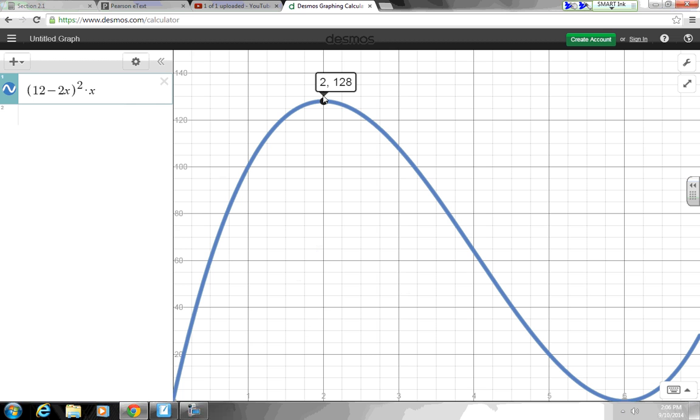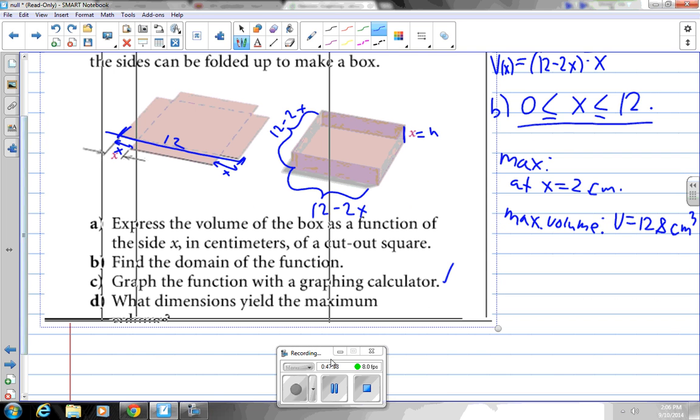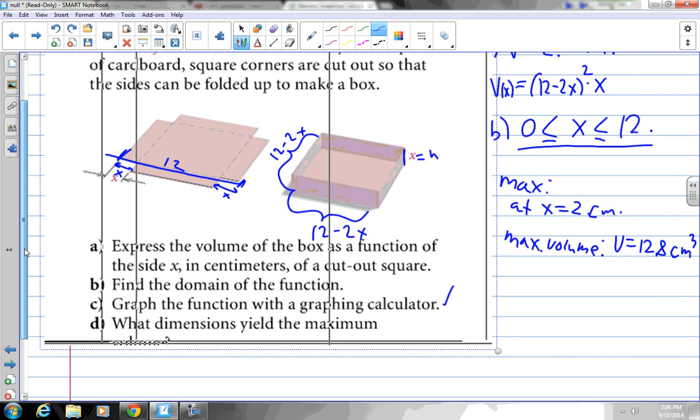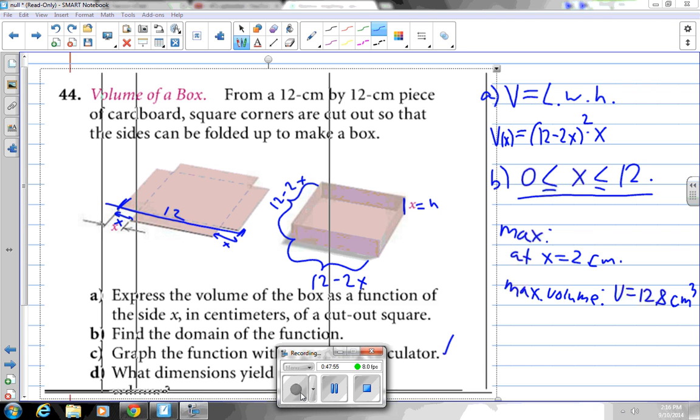So again, if you have a graphing calculator, you should still be able to graph those. If you don't, use this. This works fine, seems to be. So any questions on this example? Are we good? All right. So let's take a little break and then we'll continue.